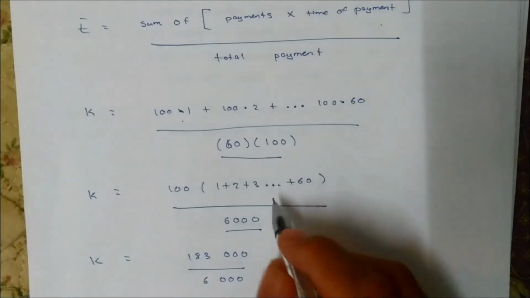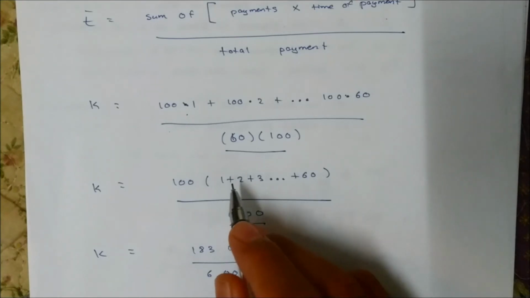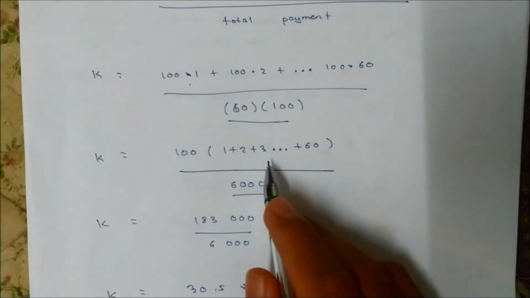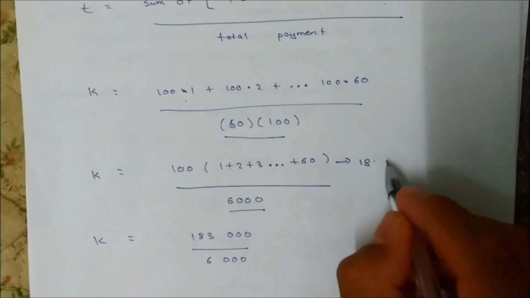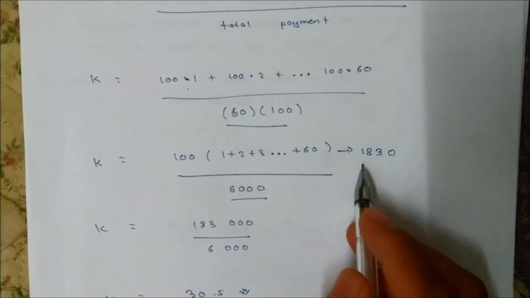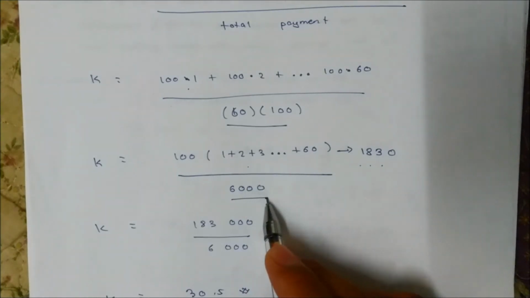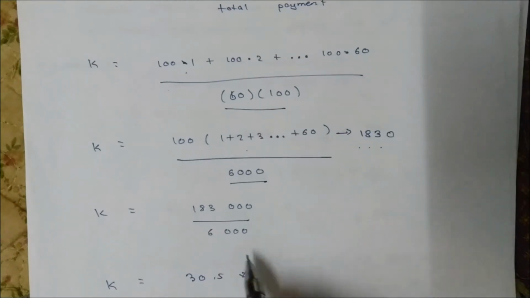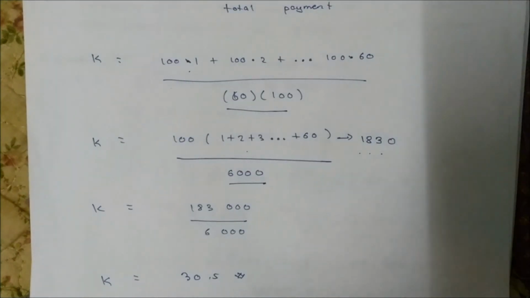To simplify this, we just have to calculate the summation of 1 plus 2 plus 3 plus 4 until 60 here. So therefore this will actually become 1,830. So 1,830 times 100 over 6,000 will get 183,000 over 6,000, which is equal to 30.5.